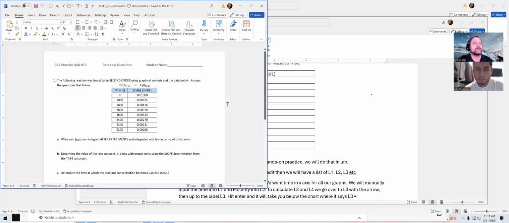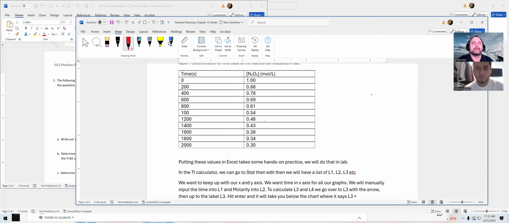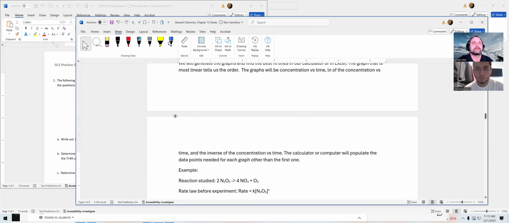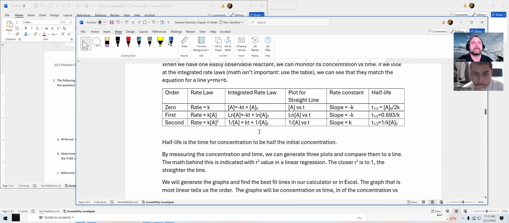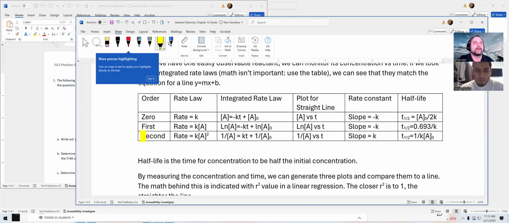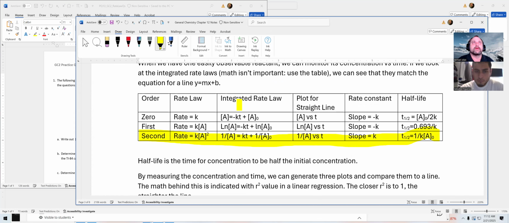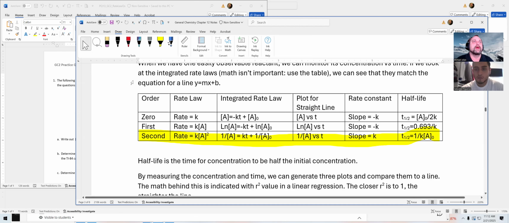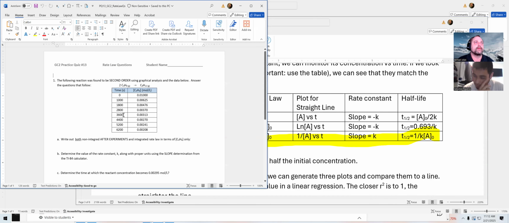And one of the things that we want to make sure is that we do the before experiments, after experiments, and then the integrated rate law. And so all that comes from this. So we're doing second order. We're going to be doing this information. Okay. And so we really only have to graph 1/A versus t. So I'm going to go ahead and graph that in Excel real fast.